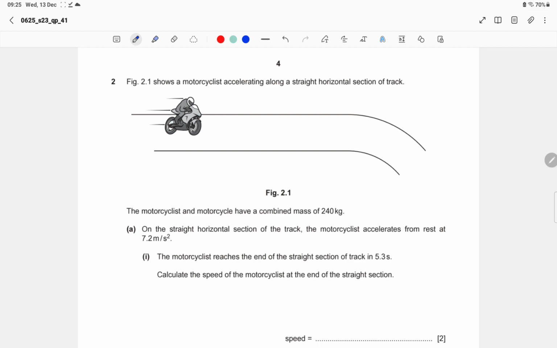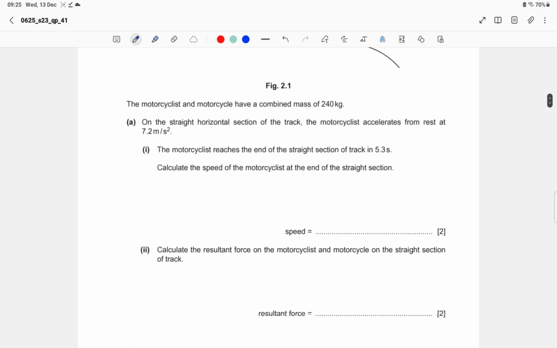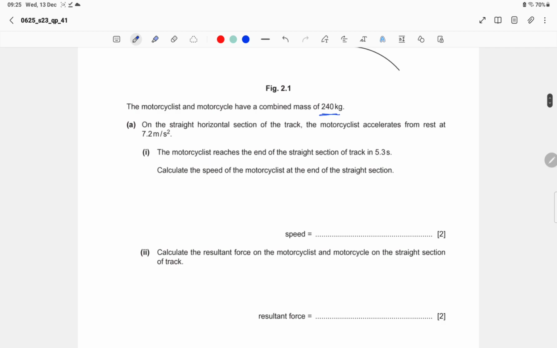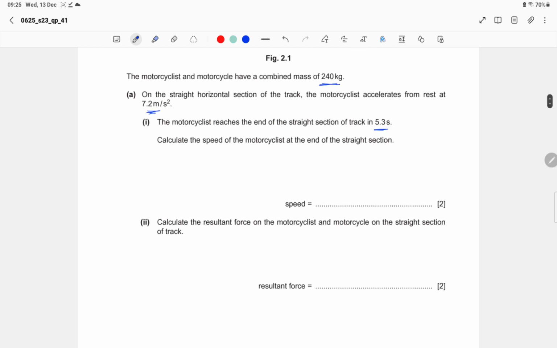Figure 2.1 shows a motorcyclist accelerating along a straight horizontal section of track. The motorcyclist and the motorcycle have a combined mass of 240 kg on the straight horizontal section of the track. The motorcyclist accelerates from rest. This is going to be the acceleration. The motorcyclist reaches the end of the straight section in 5.3 seconds. Calculate the speed of the motorcyclist at the end of the straight section.